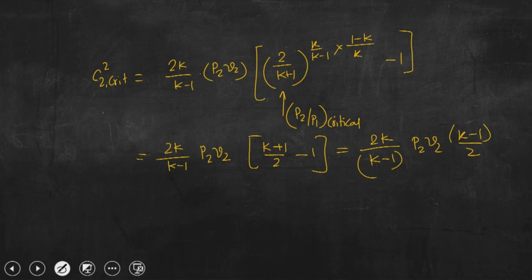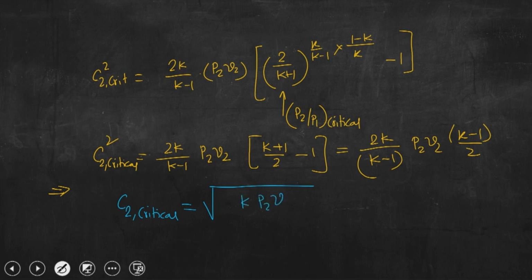Okay. So, basically you try to understand, we are getting C2 critical square. So, we can write now C2 critical equal to under root k P2 into V2. What is k P2 into V2? This is the sonic velocity at the exit. So, that is basically the sonic velocity at the exit, equal to the corresponding acoustic velocity.